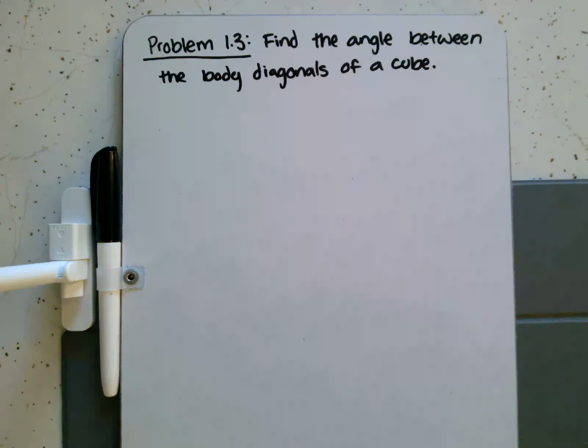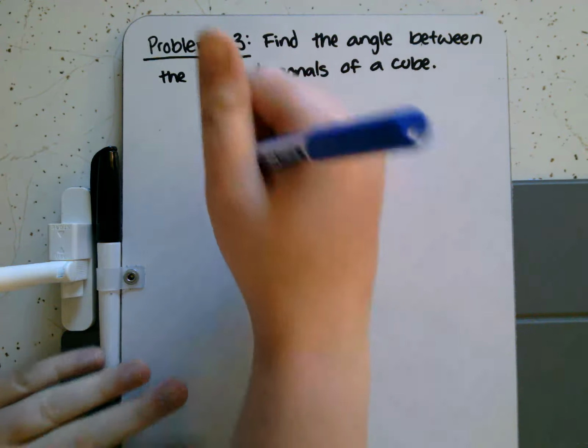This is still a review of some of the vectors, and we have this question where it asks us to find the angle between the body diagonals of a cube. So let's start by drawing a diagram to understand this question a little bit closer.